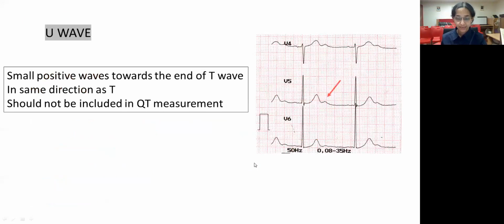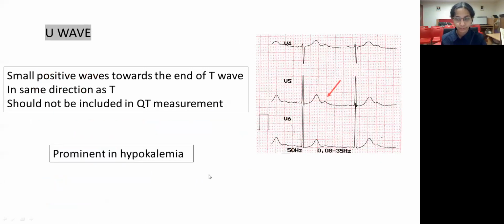Now, we are just ending the understanding of the individual waves, and the last wave is the U wave. Not much importance, except you need to understand that this U wave can be seen in abnormal situations like hypokalemia, or it could be normally present. And when you are trying to calculate your QTC, make sure that you don't include the U wave. It's a small positive wave in the same direction as the T wave. So the T and the QRS and the U, all of them are in the same direction.